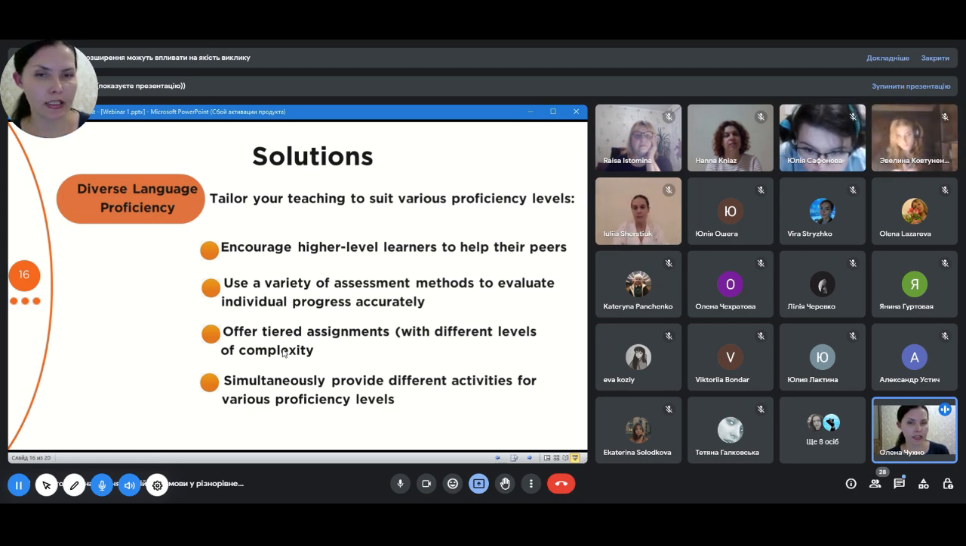A variety of assessment methods to evaluate individual progress accurately. We haven't mentioned assessment yet. It will be our fifth webinar. Offer tiered assignments, so different levels of complexity. We have mentioned that, and simultaneously provide different activities for various proficiency levels. We have mentioned that.